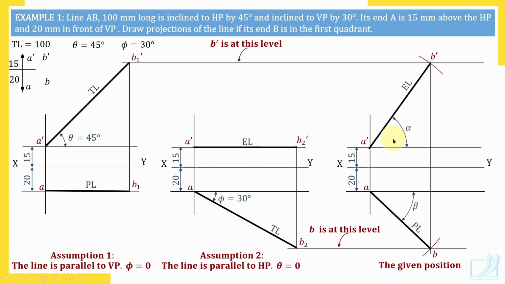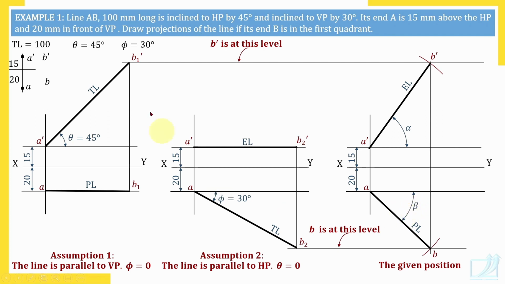Have you noticed? The front view is not showing true length and true angle. This angle is not 45 degrees. This length is not the true length. Similarly, the top view is not showing true length and true angle. This length is not the true length, and this angle is not the true inclination. EL and PL are called apparent lengths. Apparent means that is what appears and not true. Alpha and beta are called apparent angles. The line appears to be inclined to HP by angle alpha, but no, the actual inclination is theta. So theta is the true inclination and this is the apparent inclination with HP.